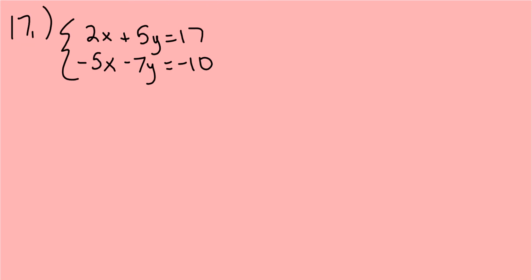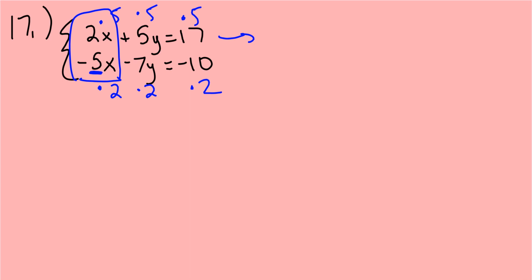Alright, number 17, they're already lined up. Now, I'm going to choose to get rid of the x's. Since they're not multiples of each other, I'm going to multiply the top by 5. Why 5? Well, because the number below the 2 is 5. I'm going to multiply the bottom by 2. It's kind of like cross-multiplying, but it's not really cross-multiplying. But that's kind of a way to think of it.